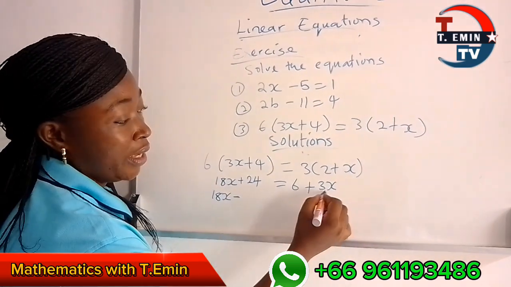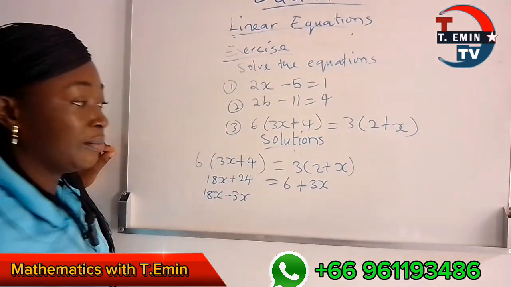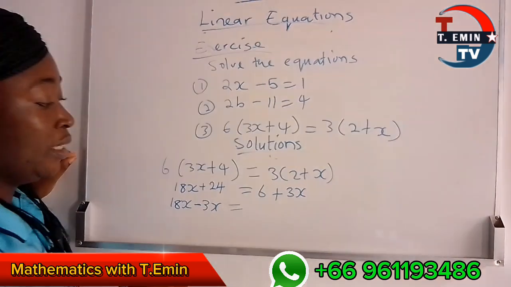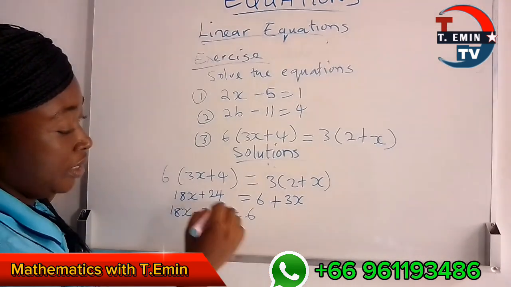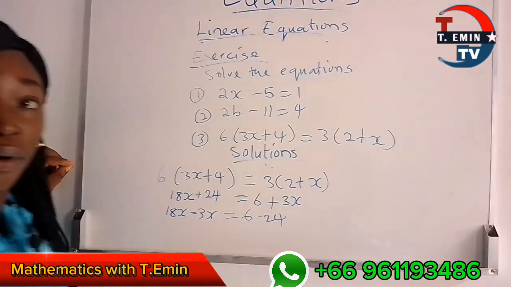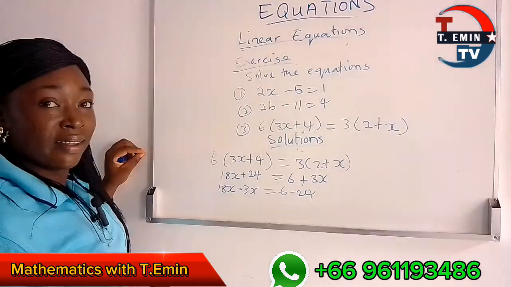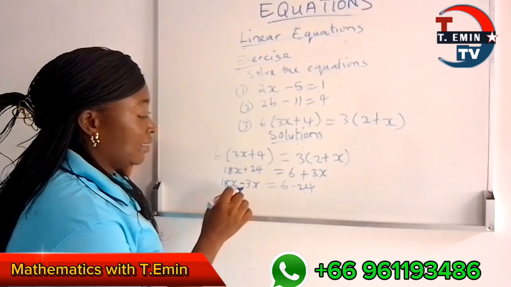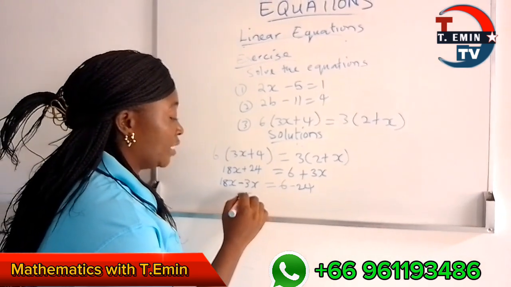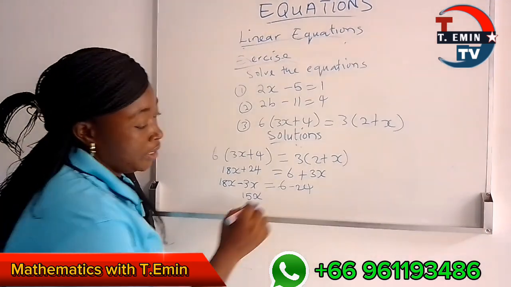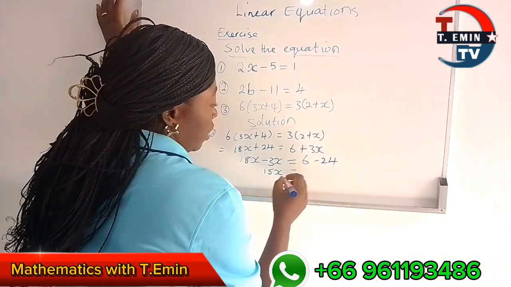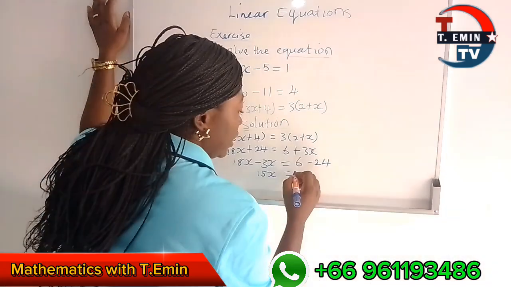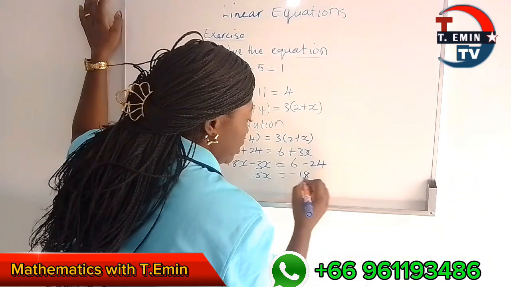18x take away 3x. This 2 has to cross the other way. So this will give me 6, which is here, take away 24. Okay? I'm sure we are getting something. Now, 18x take away 3x, we're going to have 15x. 6 take away 24 will give us negative 18.